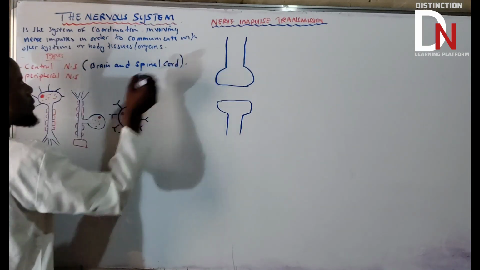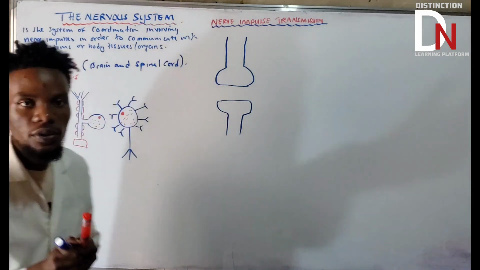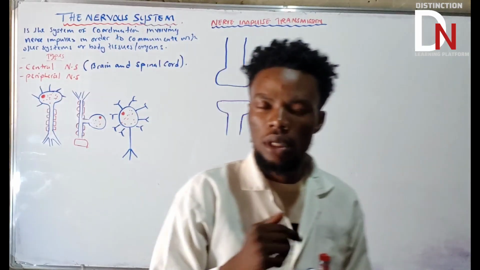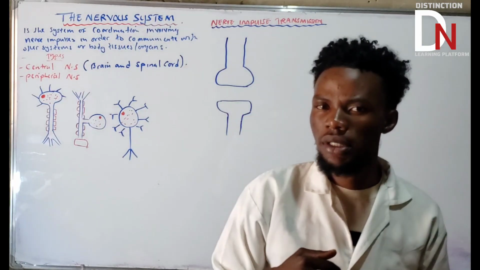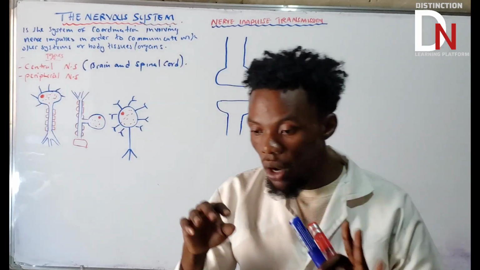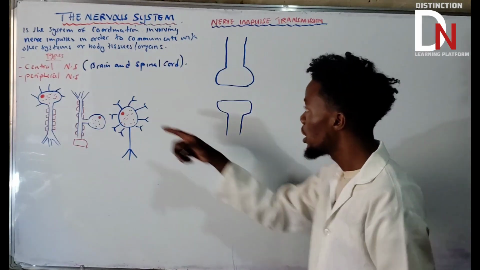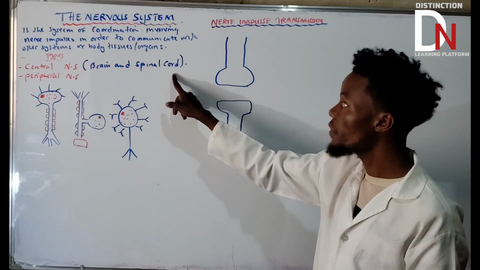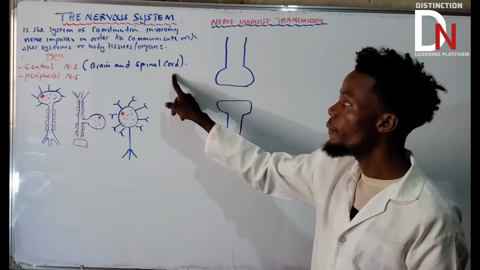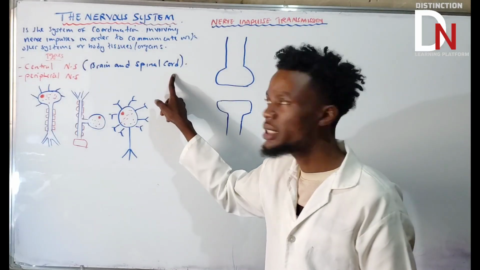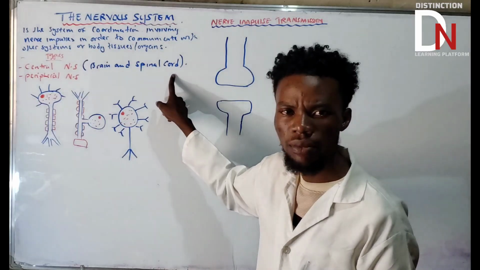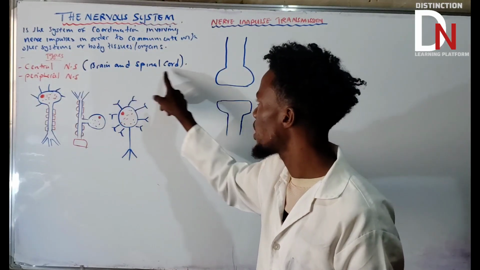We'll talk about the spinal cord and the brain in future videos. So the moment they say the central nervous system, what are the things under the central nervous system? The brain and the spinal cord. If I ask you what are the parts or components that make up the central nervous system, you say the brain and the spinal cord.